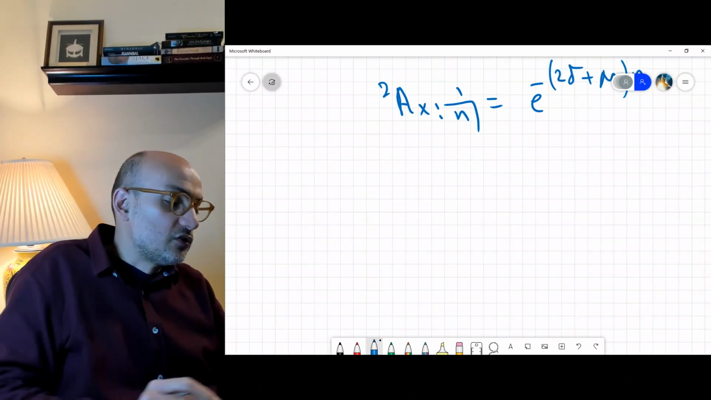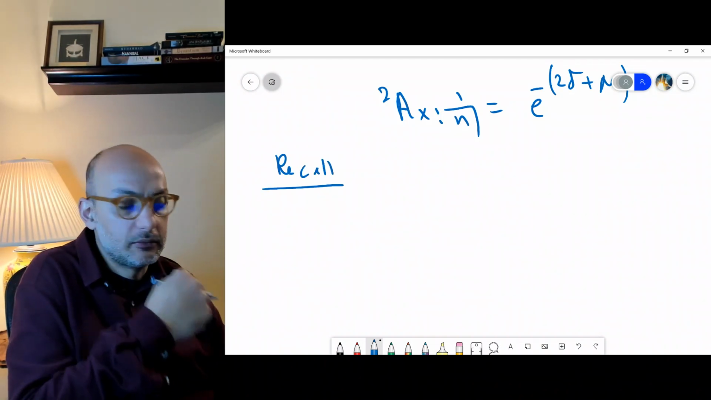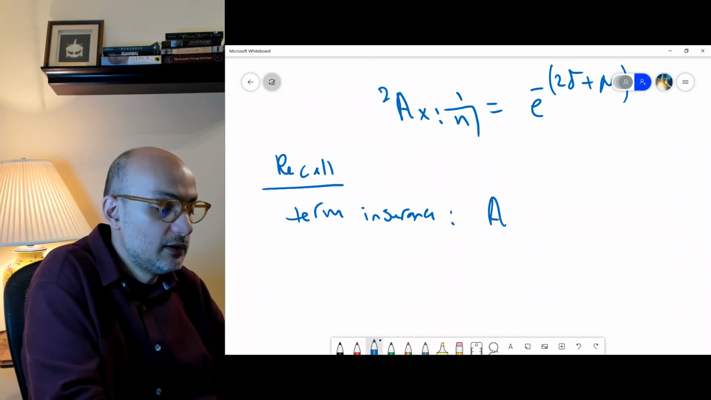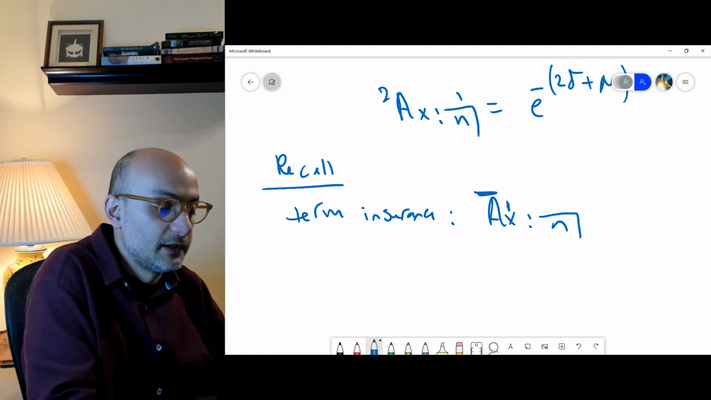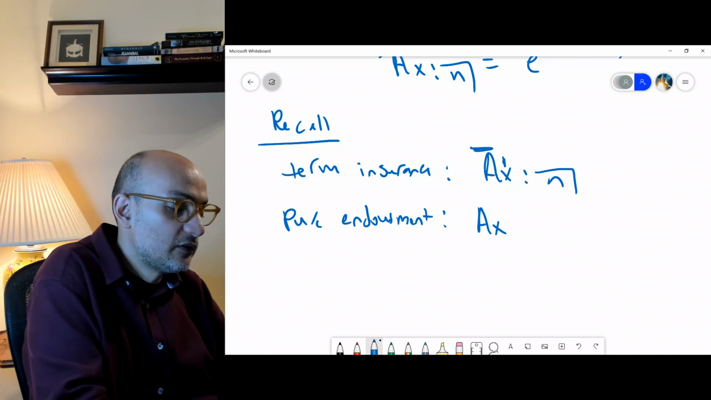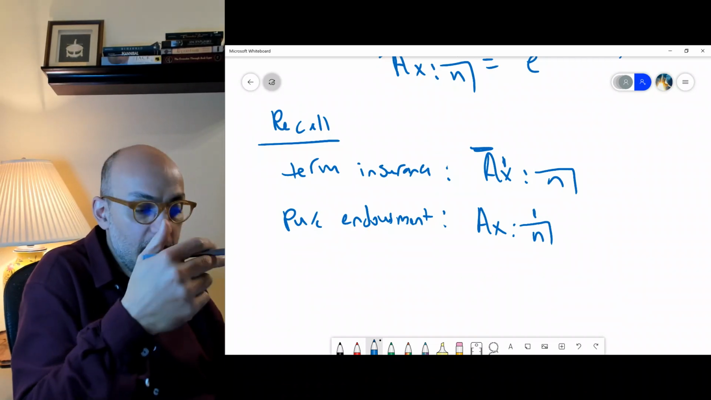So let's recall what we did today. We did a few things today. One is term insurance, which we call A_x, in the continuous case, paying $1. Then we looked at the pure endowment, which is A_x with no bar because it's discrete, with the period n, and the payment is made if the person survives.